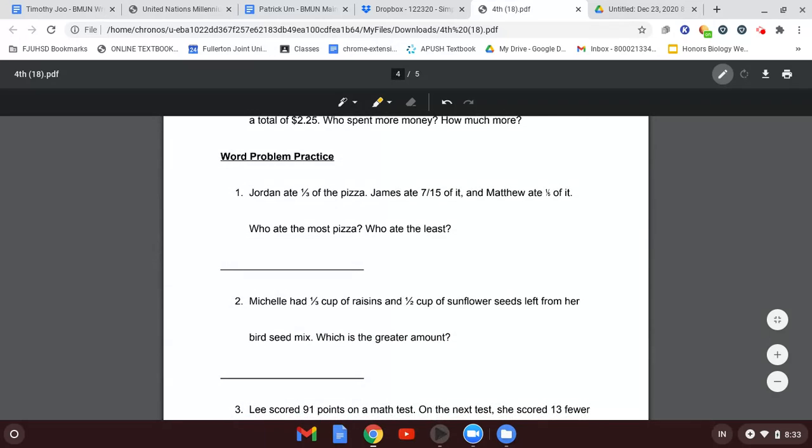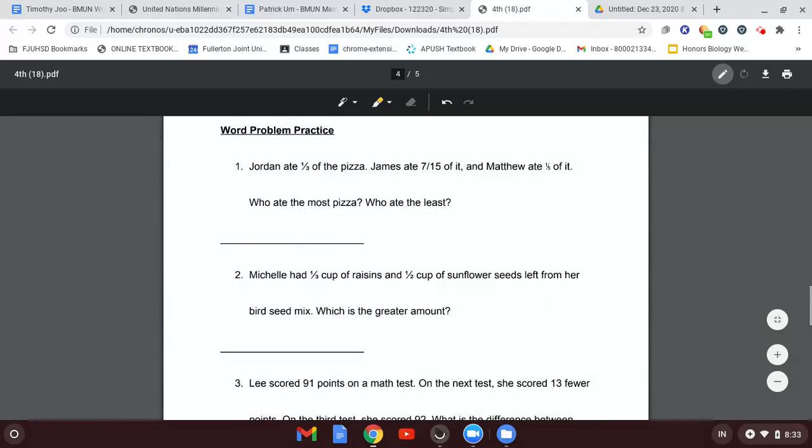Word practice. Let's do 1 or 2 word practice, and I think that'll be it for today. Let's do number 1. Johnny ate 1/3 of the pizza, James ate 7/15 of the pizza, and Matthew ate 1/5 of it. Who ate the most pizza and who ate the least?